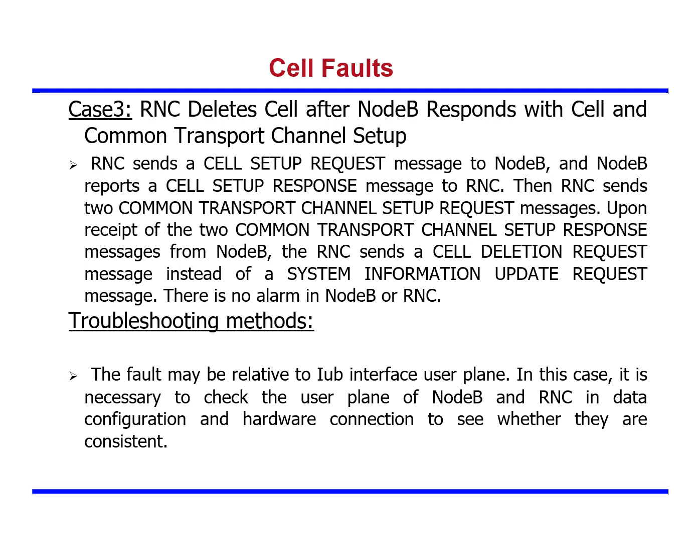The troubleshooting method is: this fault may be related to the IUB interface user plane. The IUB interface is the interface between Node B and RNC. In this case, it is necessary to check the user plane of Node B and RNC in data configuration and hardware connection to see whether they are consistent.